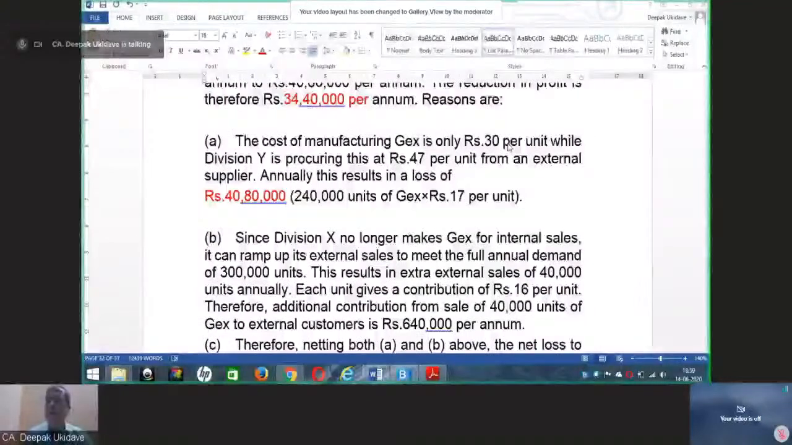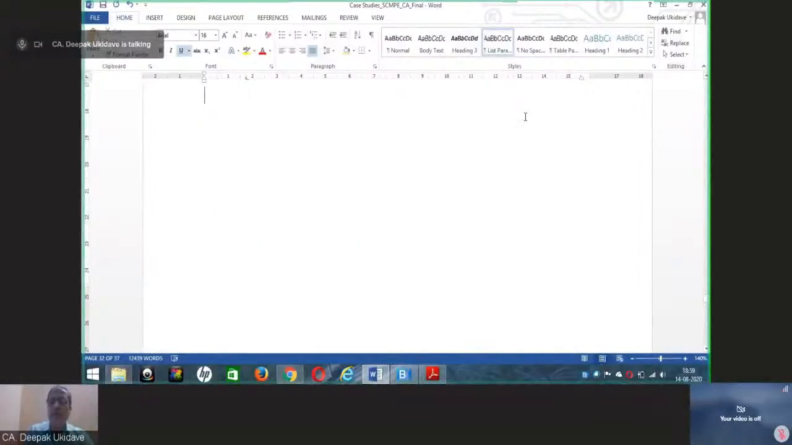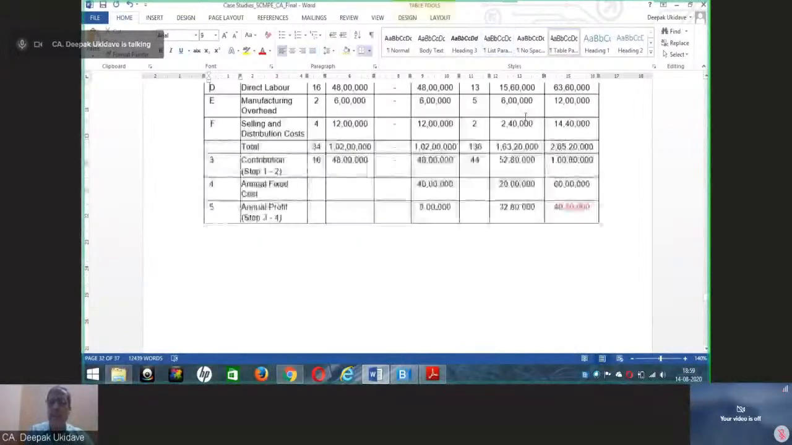All of you can see the screen. The company has made a loss of 34,40,000 rupees. And how is this loss? That is computed in this table. This table, if you see, there is a loss. I had shown you this table. You can have a look at this table again.